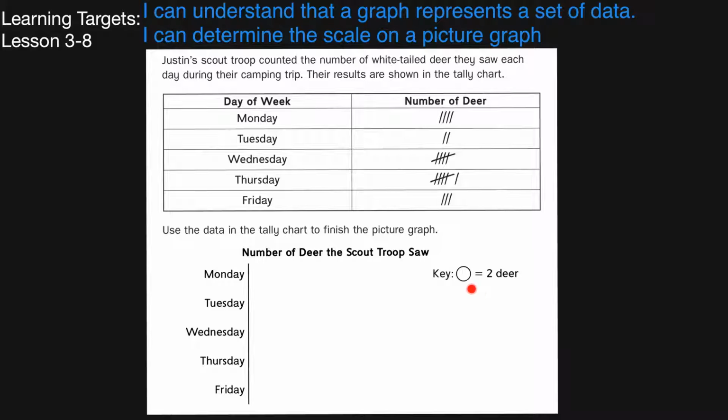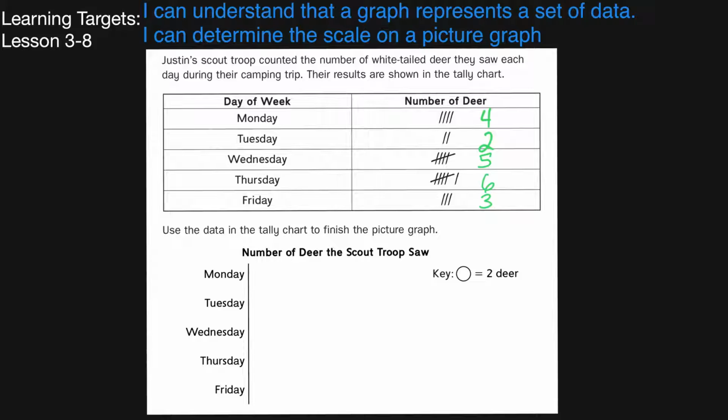The first thing that I'm going to do is read here up at the top. Justin's scout troop counted the number of white-tailed deer they saw each day during their camping trip. The results are shown in the tally chart. So here are the results. One thing that I like to do when I see results written like this is to write it in number form instead of tally. So I see on Monday there was 4, on Tuesday there was 2, on Wednesday there was 5, on Thursday there was 6, and on Friday there was 3.